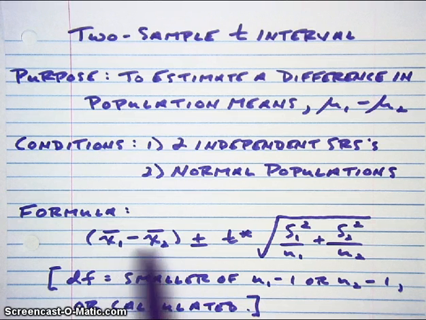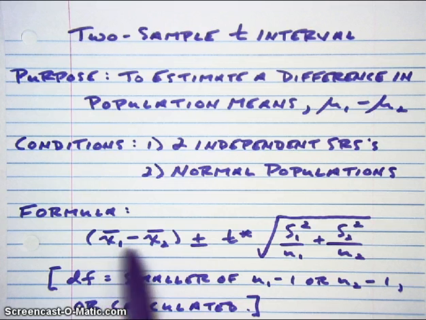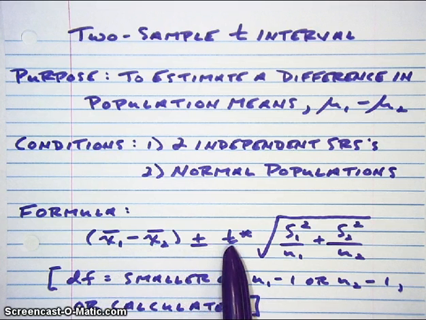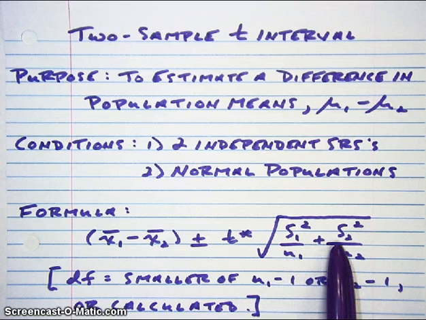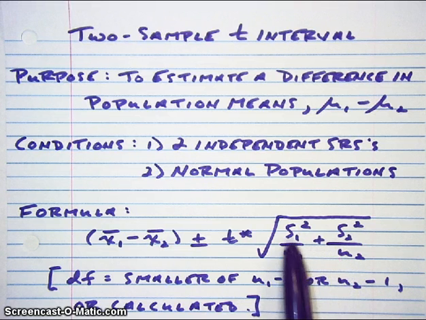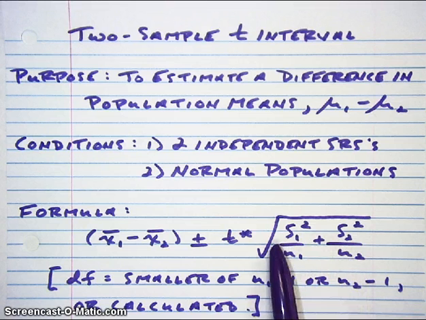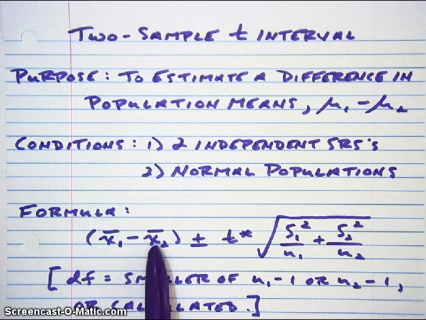It consists of an estimate, which in this case is x1 bar minus x2 bar, plus or minus a critical value from a t-distribution, times a standard error, the square root of s1 squared over n1 plus s2 squared over n2. S1 and S2 are the sample standard deviations, as x1 bar and x2 bar are the sample means. N1 and N2 are the sample sizes.